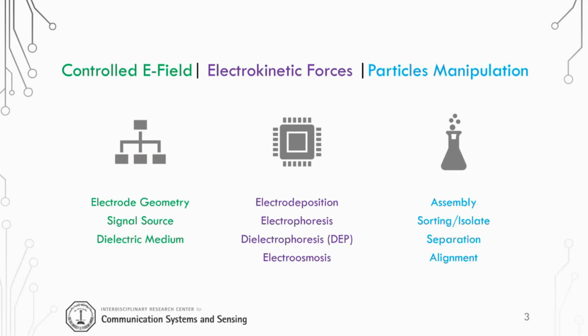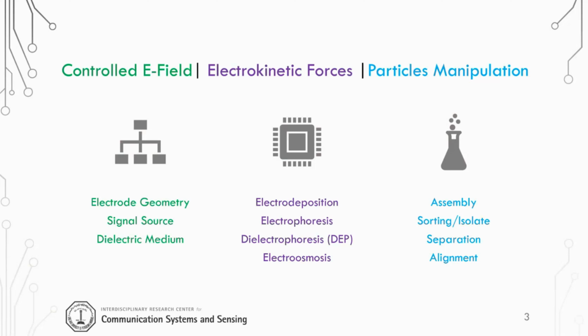There are three things. First, the electrode geometry, which is number one. So you can control your electric field by designing the electrode in a specific way. Also, you have the signal source, and the signal source can be AC, can be DC, and can also have a different shape, for example, a sinusoidal wave. And also we have the medium, which is the medium that you will put between your electrodes. So the properties of the medium can also be used to control your electric field.